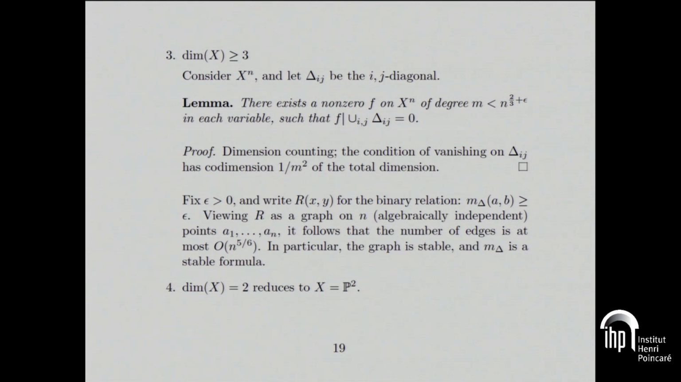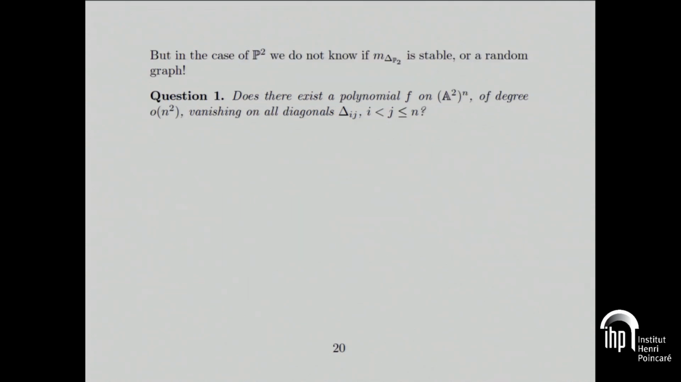Furthermore, I've covered curves and three-dimensional varieties. There are only two-dimensional varieties left over, and actually they reduce to P2. And here I have to admit, we don't know what happens for P2. We don't know the answer to this combinatorial question. It seems to be a fairly delicate combinatorial question, and it may not even be the right way to approach it.